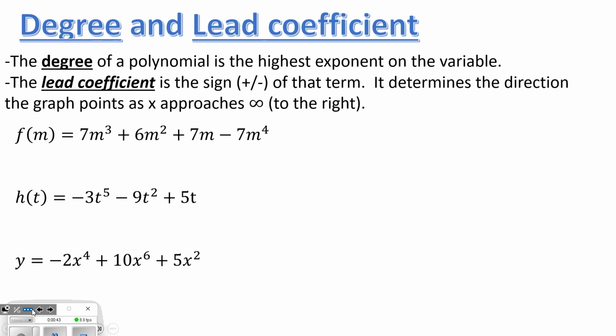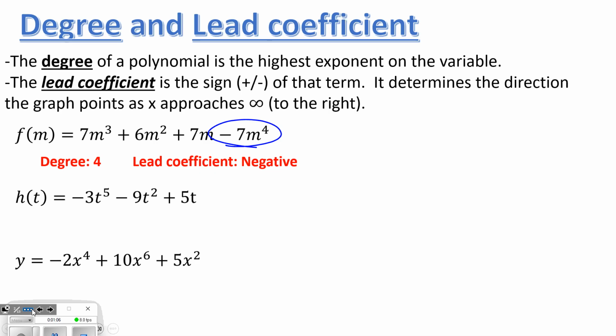So here we have three functions, all in expanded form. What we're going to look for is the highest exponent on the variable. I see that being a 4. So this is a degree 4, and that lead coefficient is negative. So it's -7 there because the exponent 4 has a -7 in front of it. It's not based on what comes first, even though it's called lead coefficient.